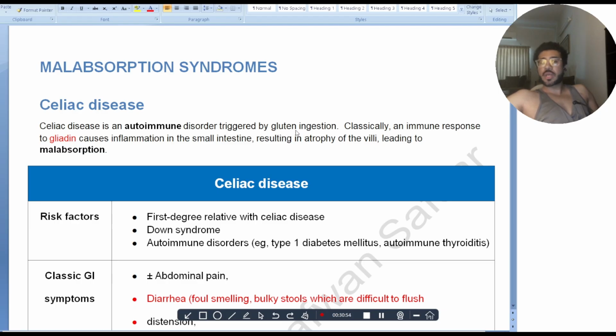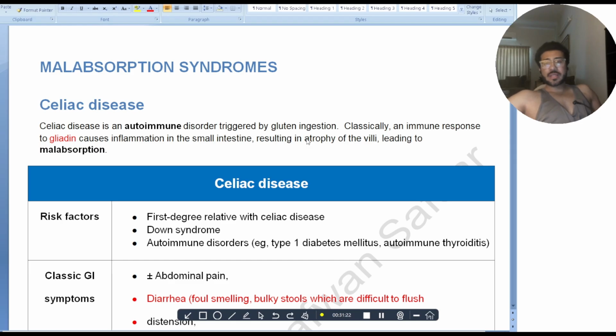Gluten is found in wheat and whole grain products. So it is broken down into gliadin, and in certain individuals they produce an autoimmune response to gliadin that results in destruction of the villi in the gastrointestinal tract, and as a result it results in malabsorption.